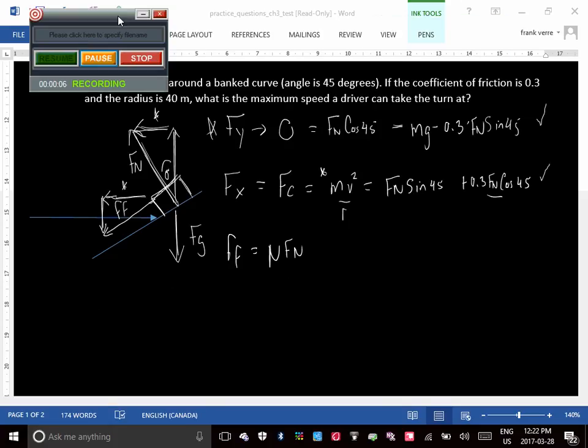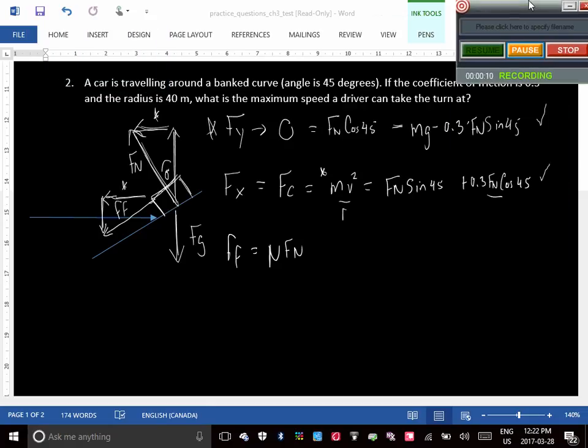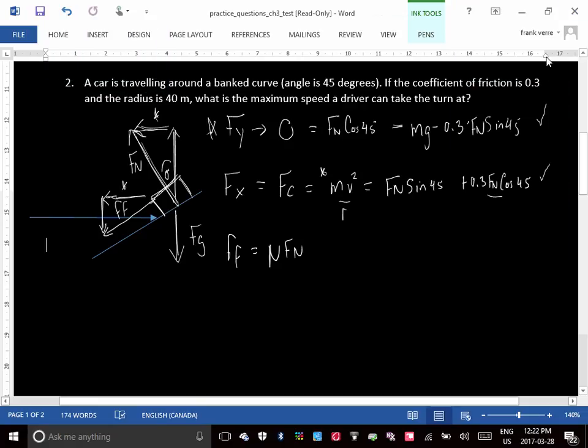Okay, girls. Let's take a look at this question. Car traveling around a bank. Okay, so here's how we set it up. So you have your normal force.